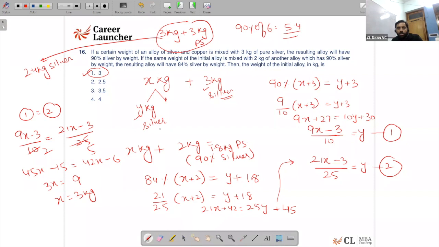Now, this same alloy, 3 kg, when I mix with 2 kg of another alloy which has got 90% silver. So now I'm mixing this with 2 kg with 90% silver, that means 1.8 kg. So if I mix them, the total weight will become nothing but 5 kg, and the amount of silver is going to be 1.8 in this and 2.4 in this, which is coming out to be nothing but 4.2 kg in the total of 5 kg. So I know when I mix them, I'm getting 4.2 kg of silver out of 5.